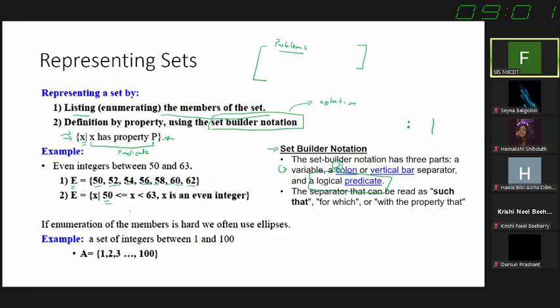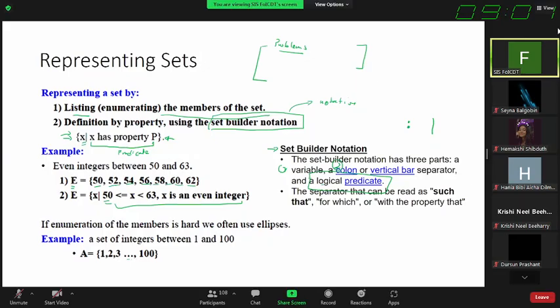Okay, so this predicate is something very important. It describes a lot of things. If enumeration of the members is hard, we often use ellipses. Okay, so ellipses would be ... But you have to be very careful, especially in software engineering, and especially in this module. You have to be extremely careful when enumerating using ellipses.